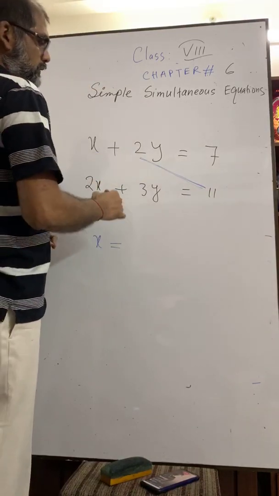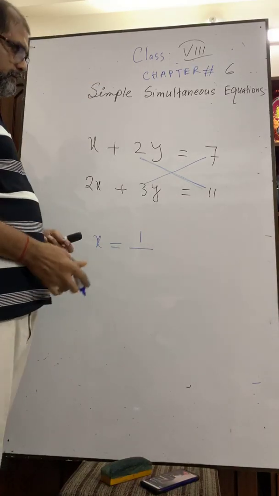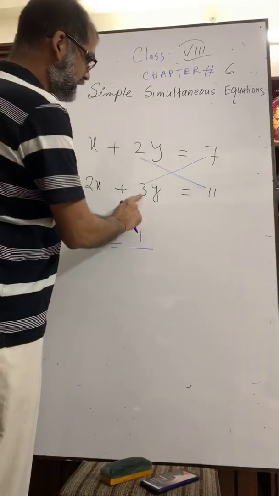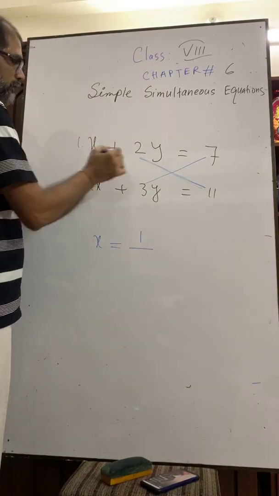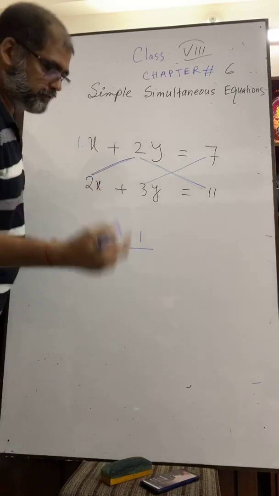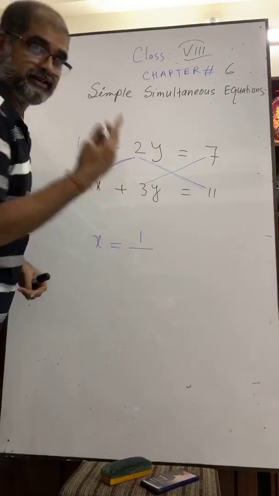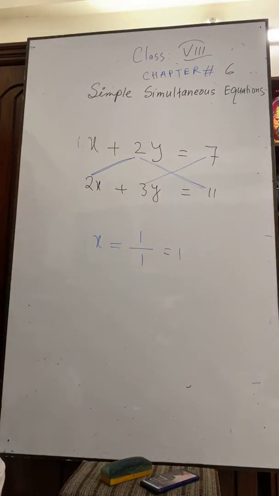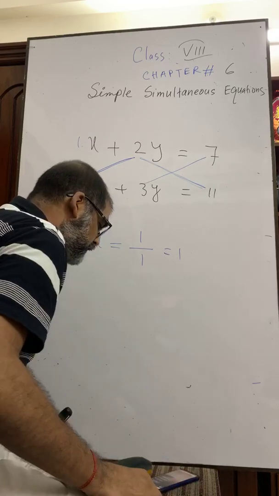2 into 11 is 22, minus 3 into 7, 21. That is 1. Now you see, here is also 1. 2 into 2 is 4, minus 1 into 3, 3. 4 minus 3 equals 1. So the answer is 1. Have you got it? Have you got it or not?